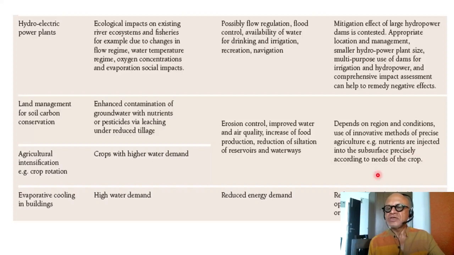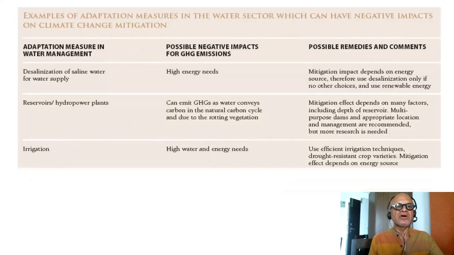For example, nutrients are injected into the subsurface precisely according to the need of the crop. But the data demand for these is very high, and it's not clear subsistence farmers can really do this. This works very well for industrial farming or rich countries, but we have to wait and see how this can help poor countries. Evaporative cooling in buildings can increase water demand but can reduce energy demand, so reducing the cooling load by optimizing building shape and orientation itself will be critical. Okay, that was a quick run through.